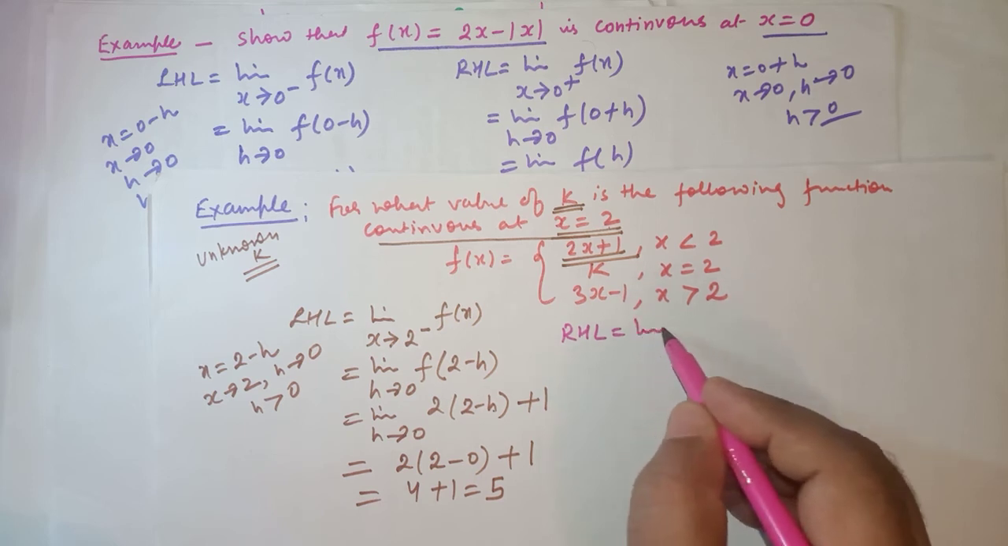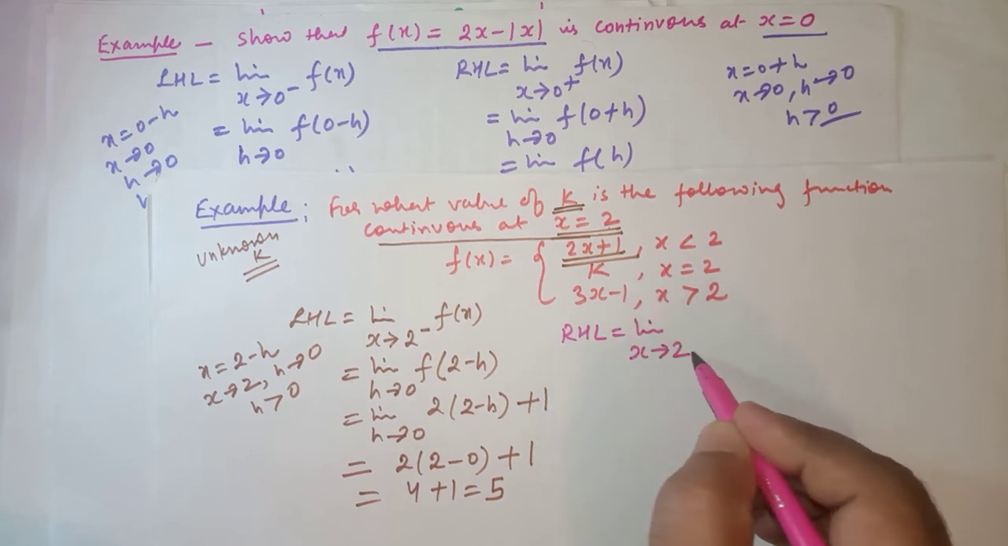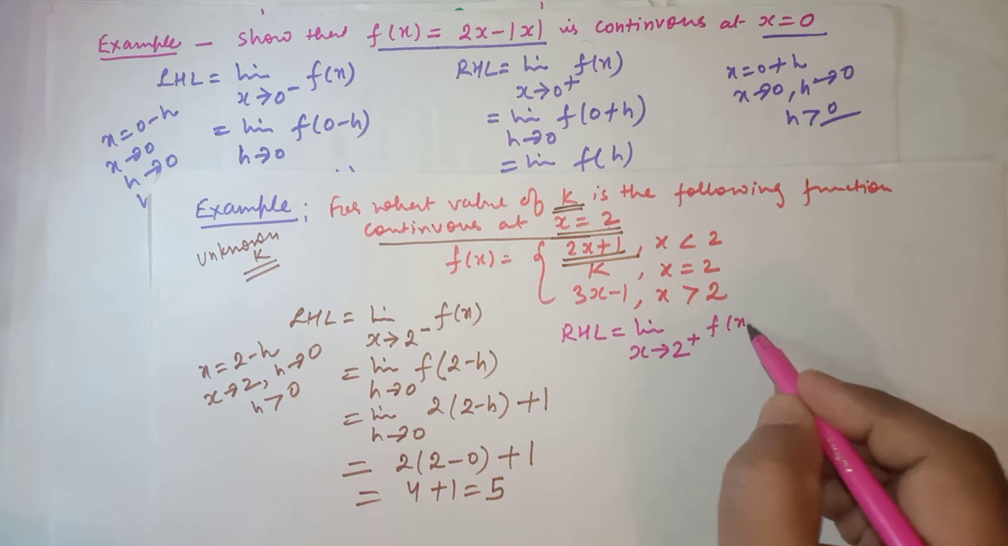Clear? Now let us find the value of the right hand limit. So the right hand limit is limit x tends to 2 plus of f of x.